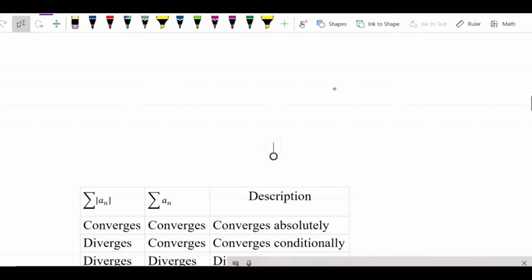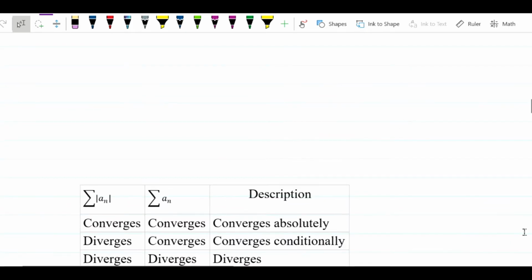Let's make them a little bigger. There we go. I've written at the top of this chart the two possible series, the positive term and the regular series. This is how we would describe them. If both of them converge, then the series converges absolutely. That's true because we know that if the series converges absolutely, then it also has to converge. So if there's a converge in the left column, then there has to be a converge in the right column. If the positive term series diverges but the regular series converges, this is when we say the series converges conditionally. And if they both diverge, then we just say that they diverge.